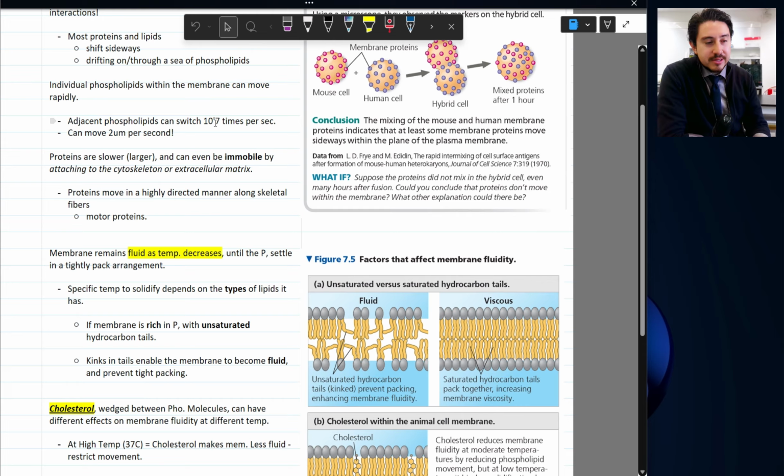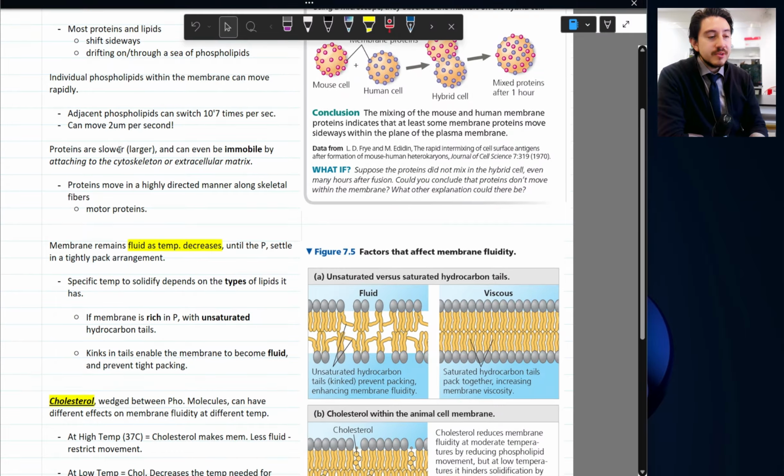Sorry about that little annotation there. I couldn't find the little power. So, 10 to the 7 times per second, and they can move 2 micrometers per second. That's how fast the phospholipids can be moving.